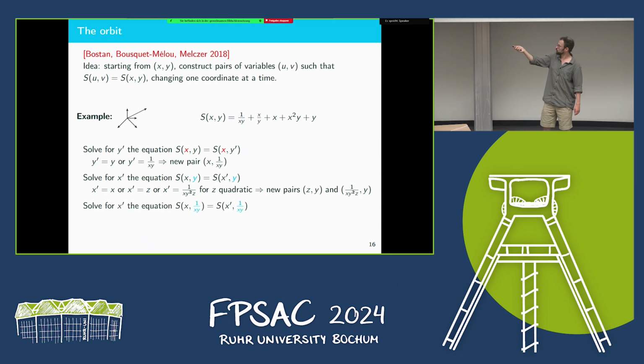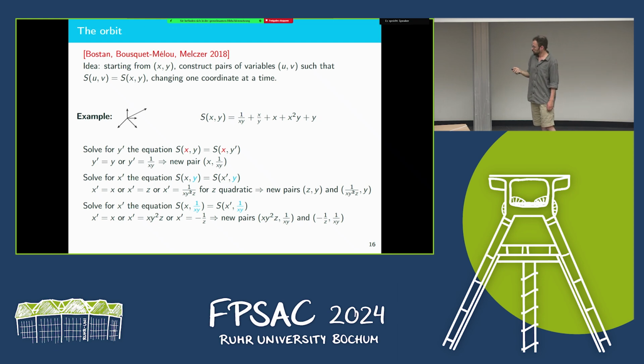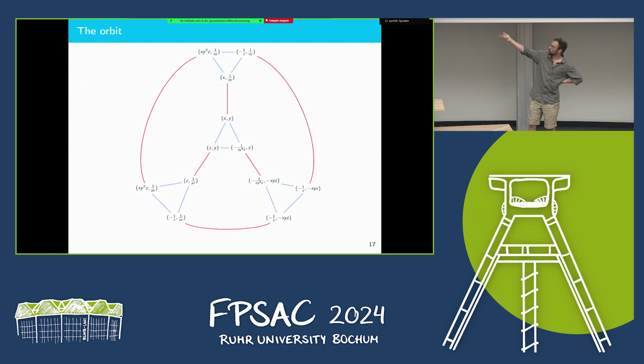And I go along. I continue with the new pair that I found here, and so on. So this process, which basically saturates the pairs, might not terminate. And we currently don't have a way to know whether it will terminate. However, in some cases, it does, like this one, and you get a finite graph.